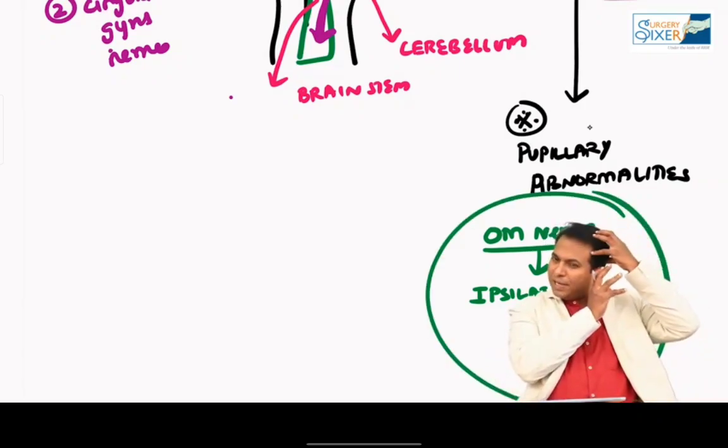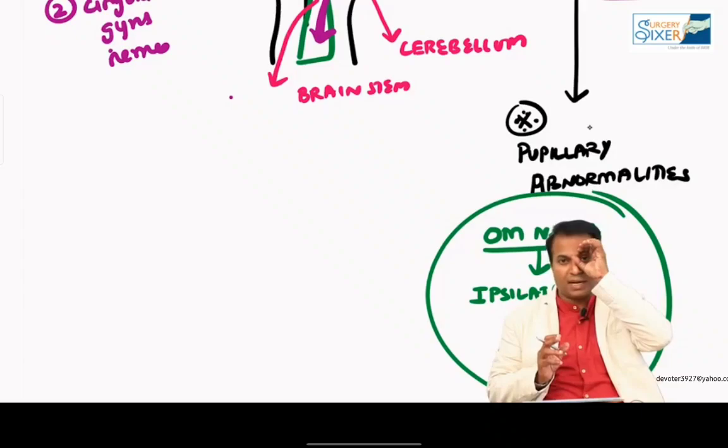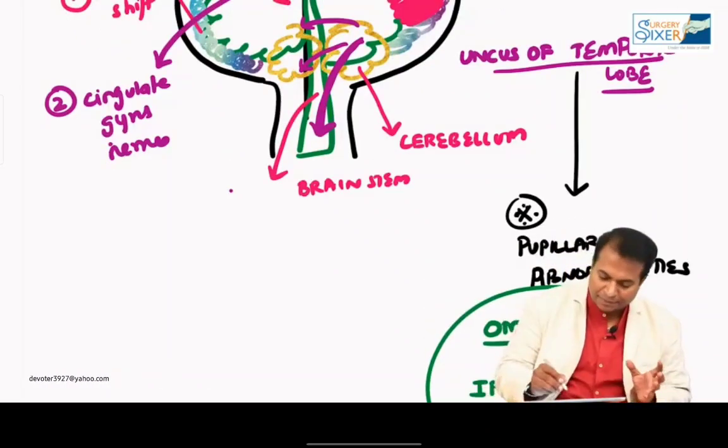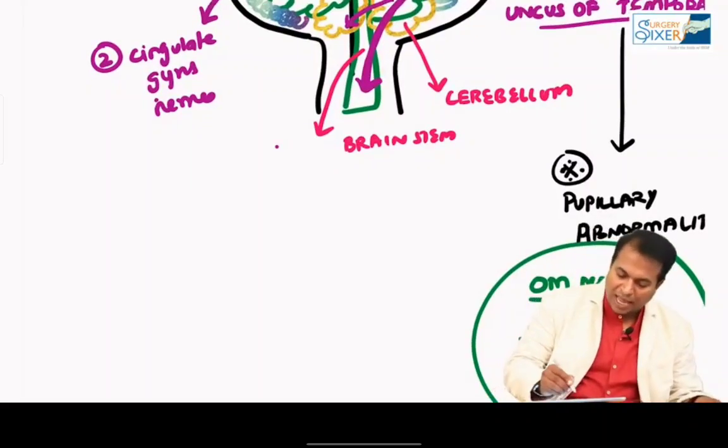If there is a hematoma here, that will compress the oculomotor nerve, and that side pupil will be fixed and dilated. Please don't forget. These pupillary abnormalities can happen in uncus of temporal lobe herniation. And what will happen in a cerebellum herniation?